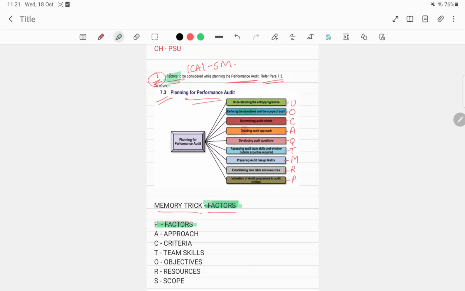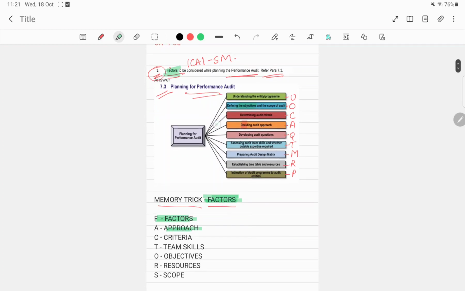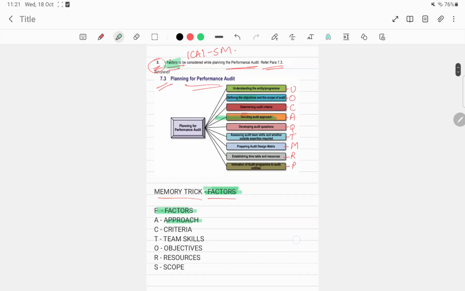From A you can remember the point approach, that is determining the audit approach. See this point, deciding audit approach, the third point in para 7.3. From C you can remember criteria, that is deciding the audit criteria, in para 7.3. Now from T you can remember team skills, that is the point in para 7.3, assessing audit team skills, whether outside expertise is required. So this way we remembered 3 points.